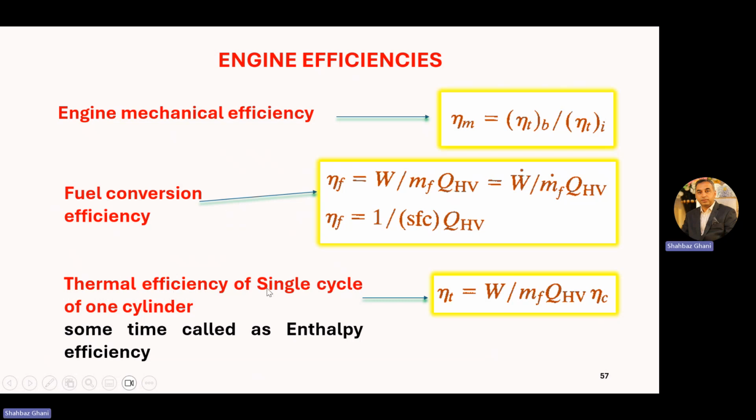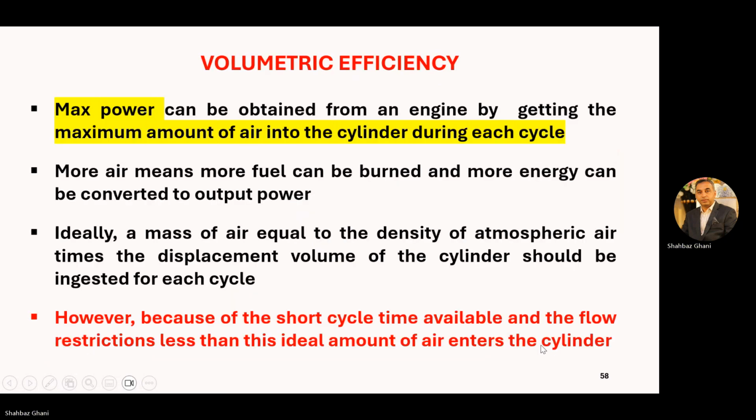The thermal efficiency of a single cycle of one cylinder is sometimes called enthalpy efficiency. The thermal efficiency is the work divided by the mass of fuel, the heating value of the fuel, and the combustion efficiency. Now, another efficiency, the volumetric efficiency.